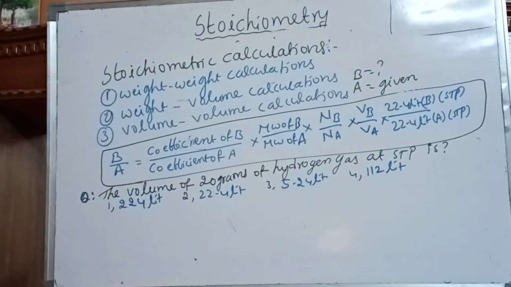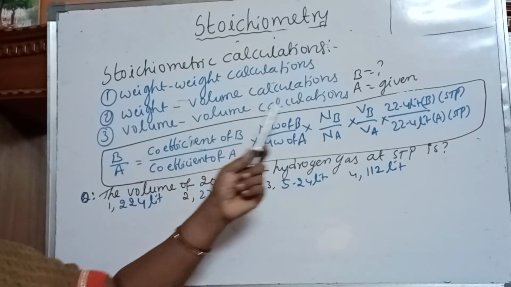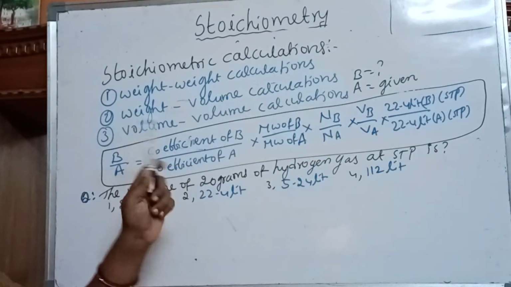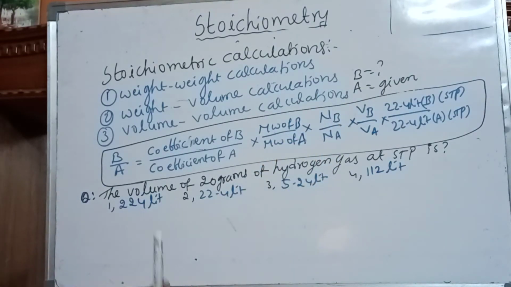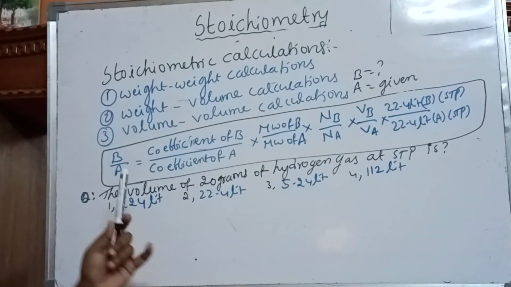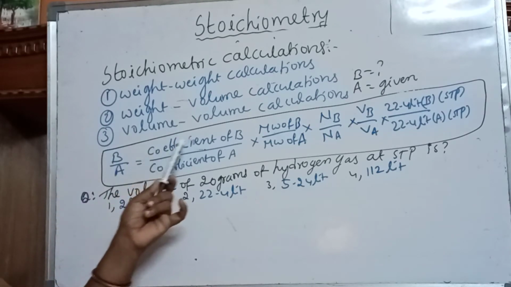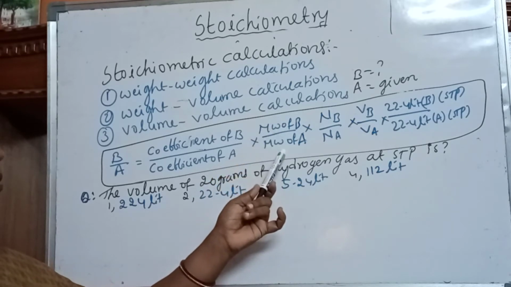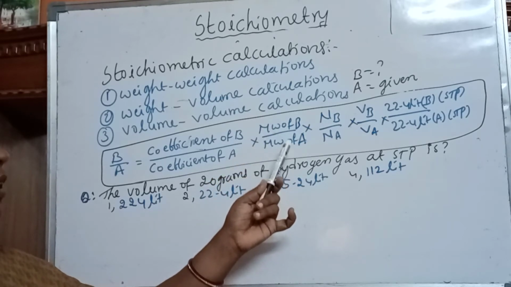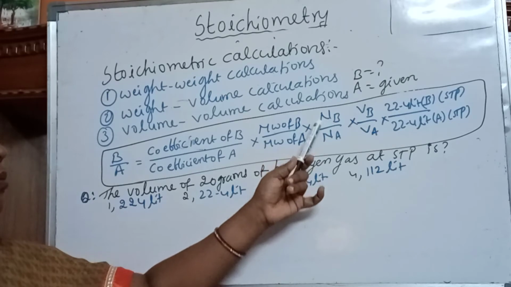So in a problem, the weight of one compound is given to you, and by using that we have to calculate the weight of the other compound, isn't it? So you have to understand here, B means we have to calculate, and A means given in the problem. These are substances. B by A is equal to the coefficient of B by the coefficient of A, into the molecular weight of B by the molecular weight of A. These are general, into NB by NA.